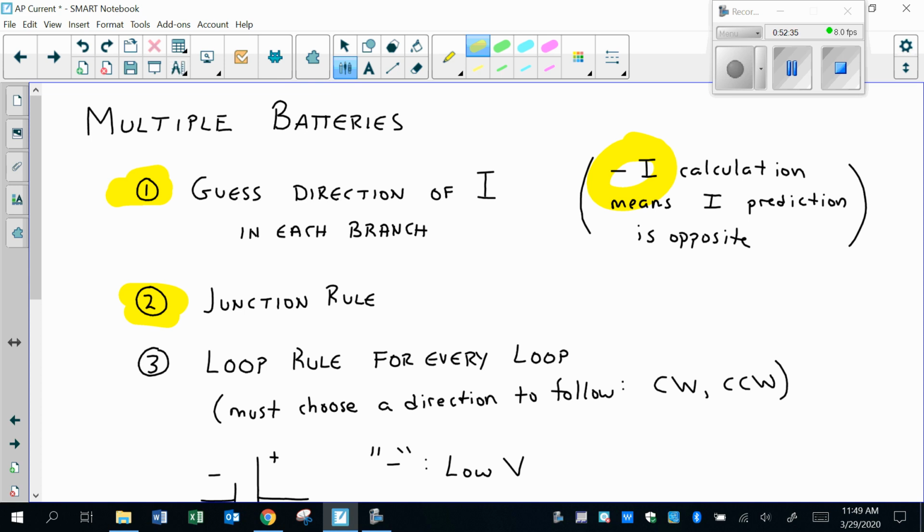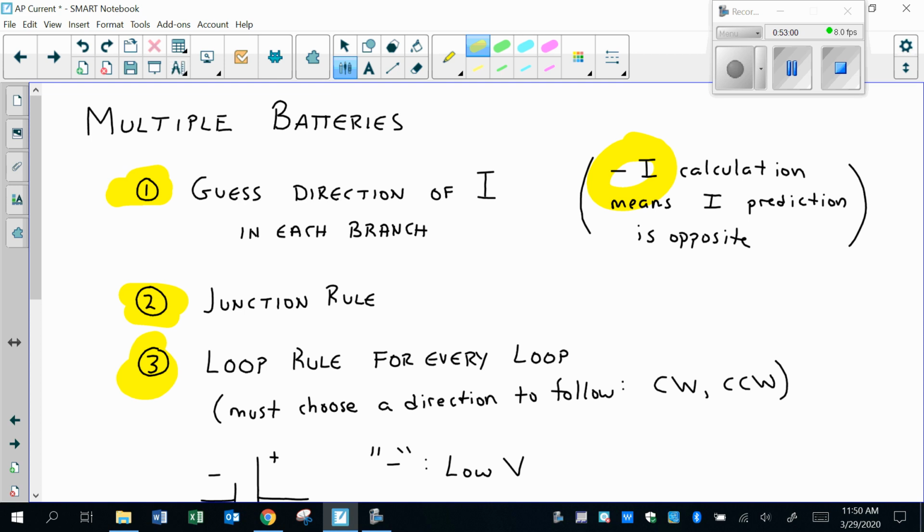Now, step 3 is using the loop rule for every loop. Every loop means that you add them all up, you get 0. You get a gain somewhere and you get a loss somewhere else for a grand total of 0. So you do the loop rule for every possible loop. And quite frankly, what you're going to see is 3 branches all connected, which means you're going to have 3 possible routes. And I'll show you that in just a second.